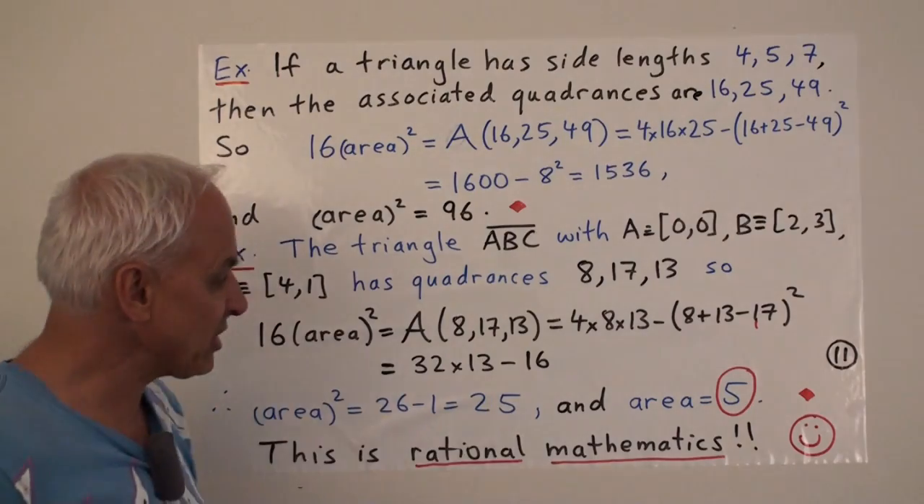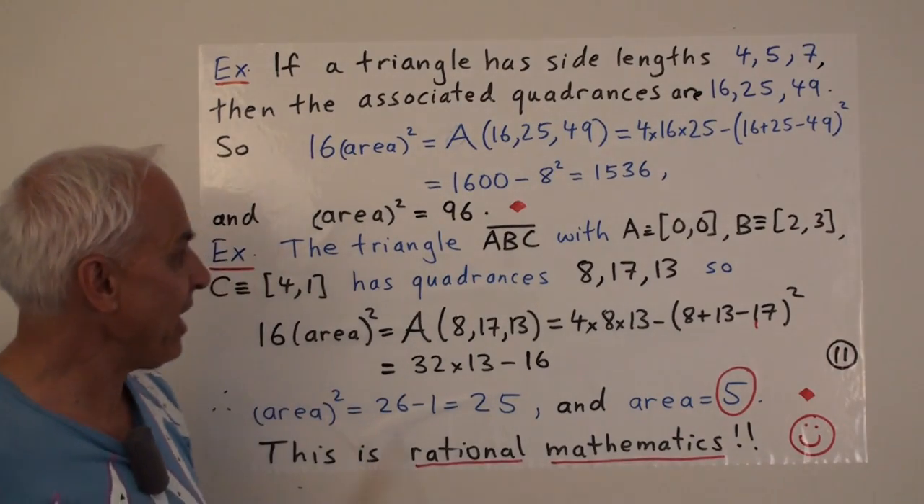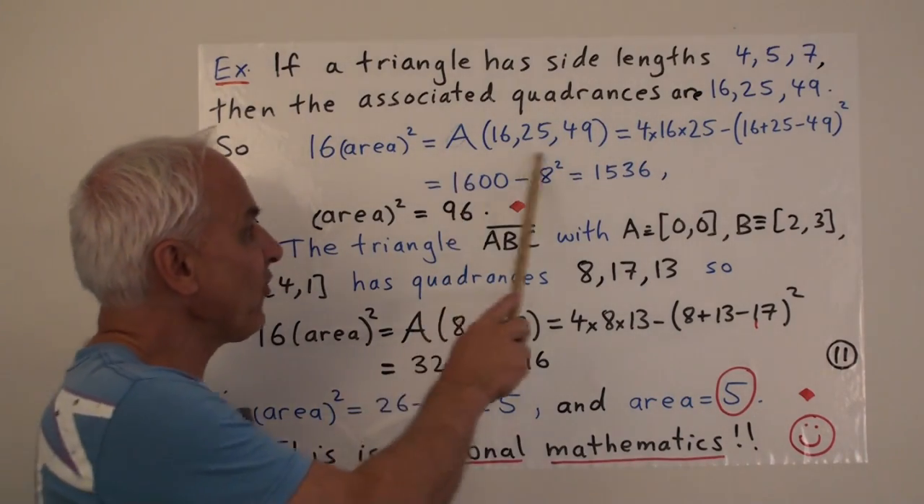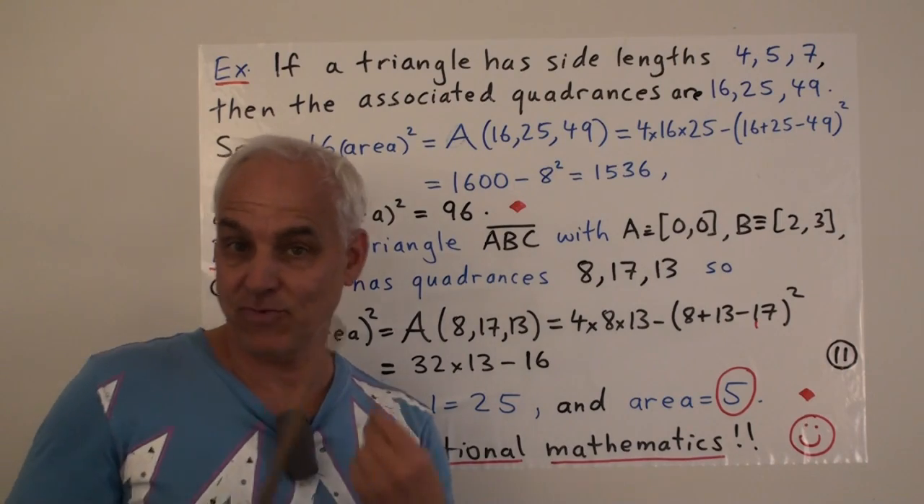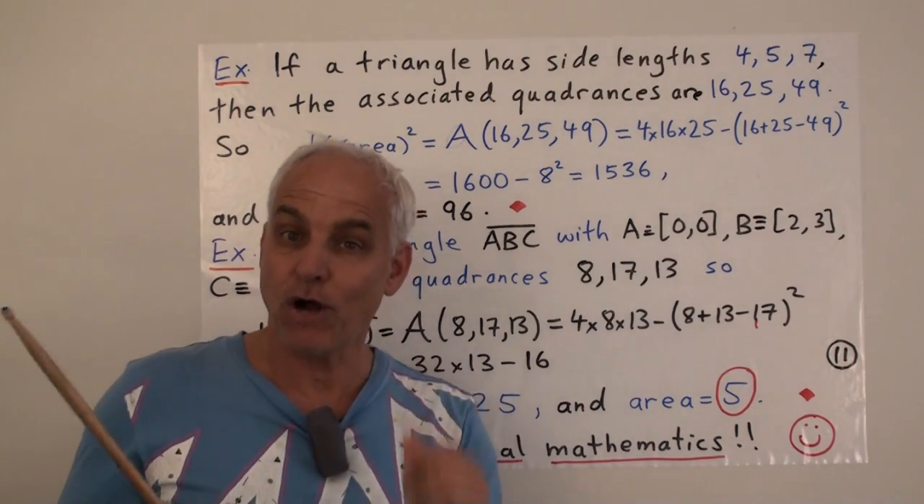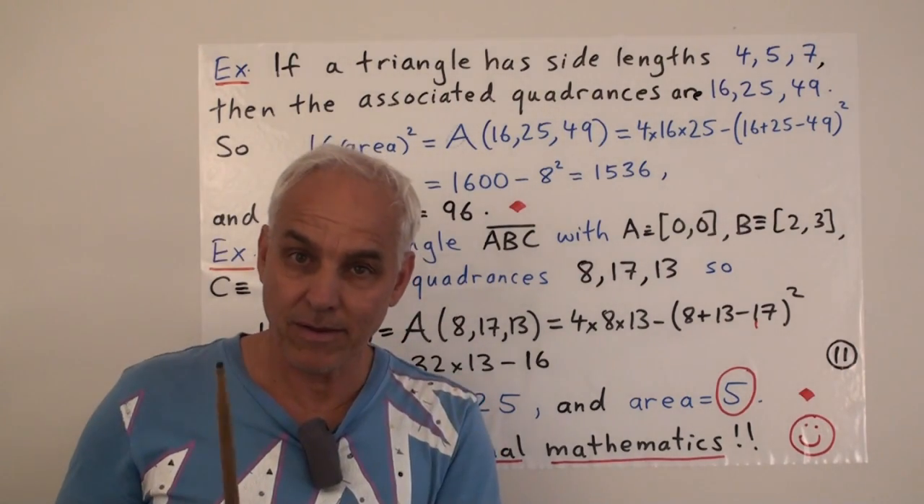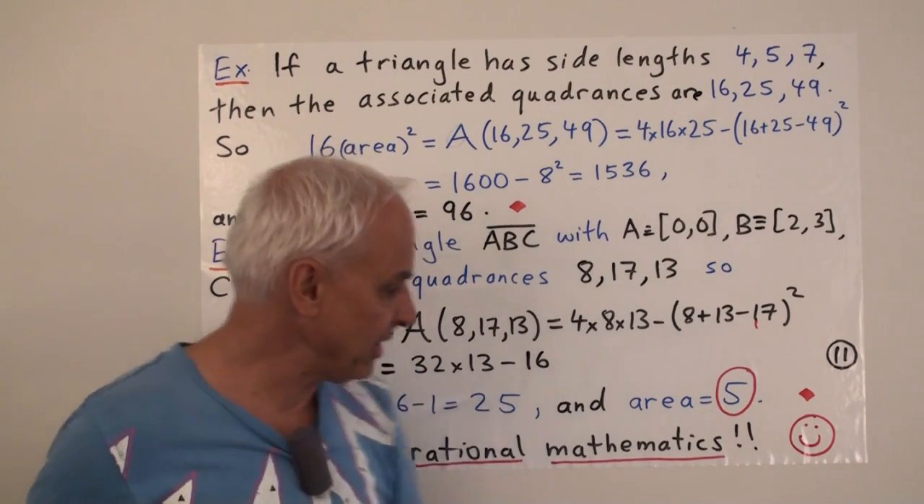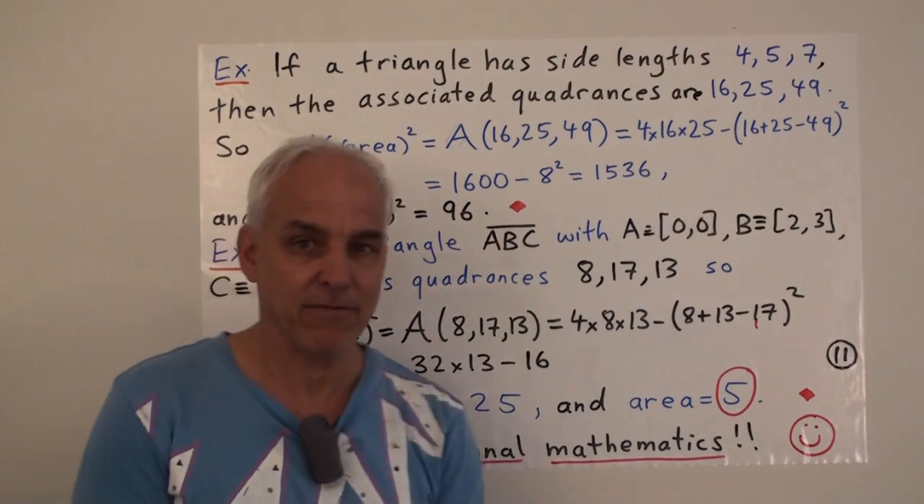The essential nature is completely algebraic and contained essentially in this Archimedes formula, which is really essentially the manifestation of the triple quad formula. Very important insight. So this is rational mathematics.